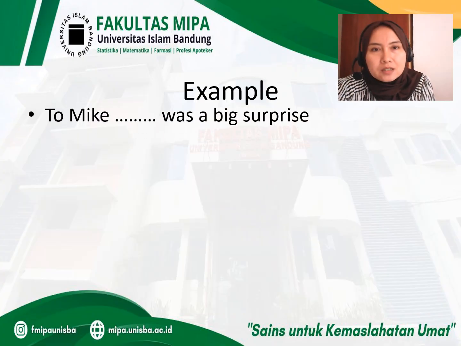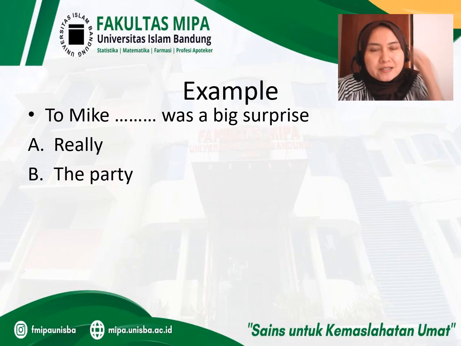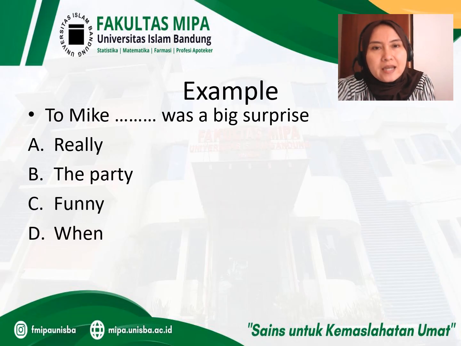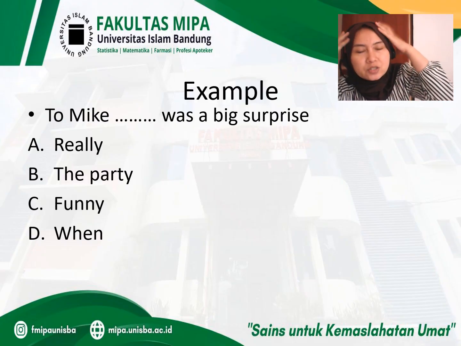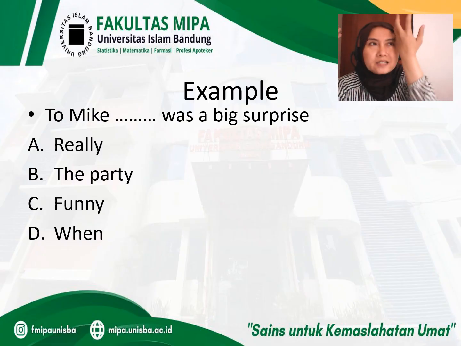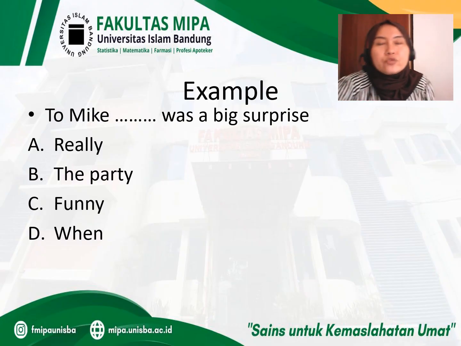Now, let's look at an example to practice strategy 2, which is identifying the object of a preposition and finding the real subject and verb. The sentence says, "To Mike, blah blah blah, was a big surprise." First, notice that Mike begins with the preposition "to." When we look at the question, as in strategy 1, we have to find the subject and verb.